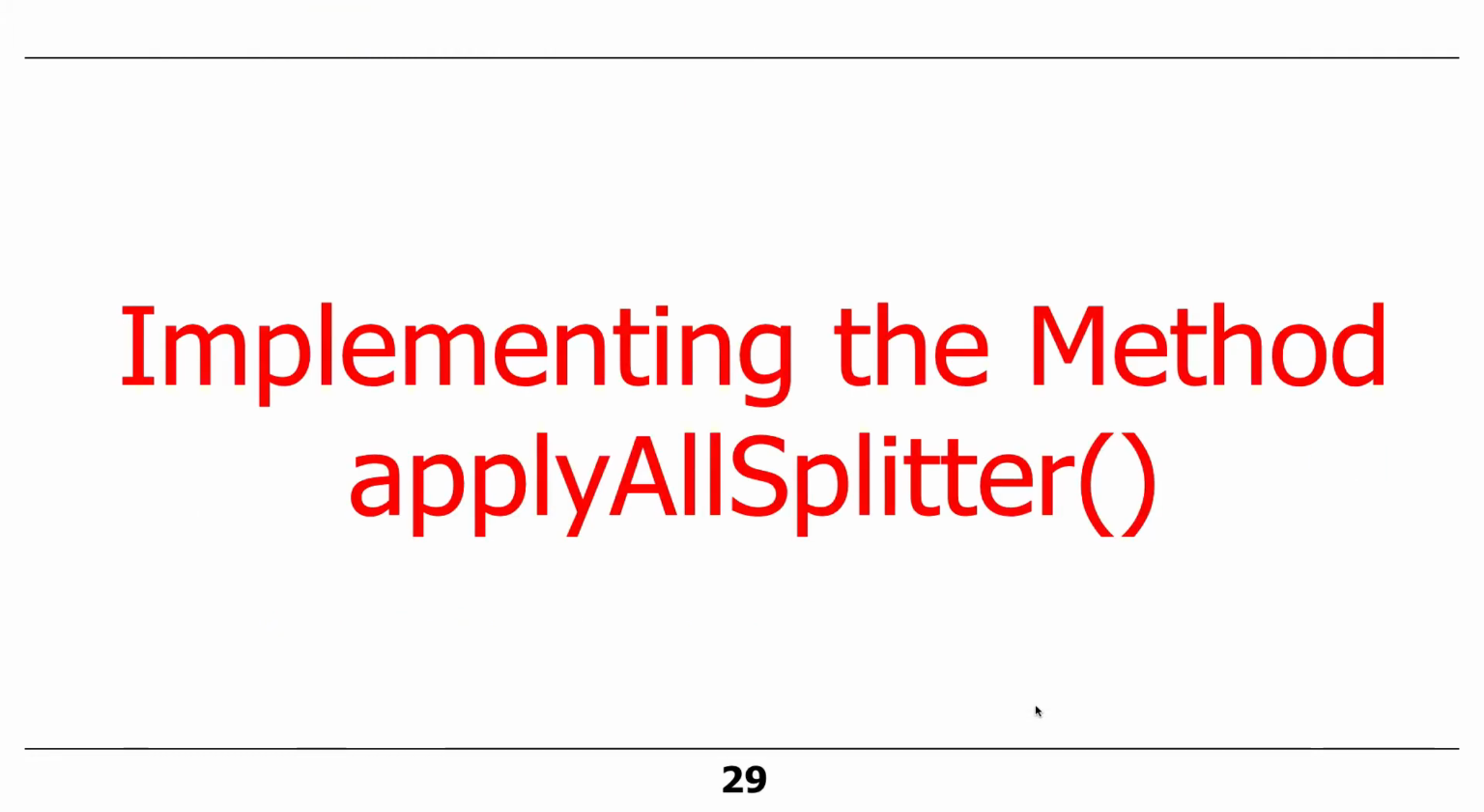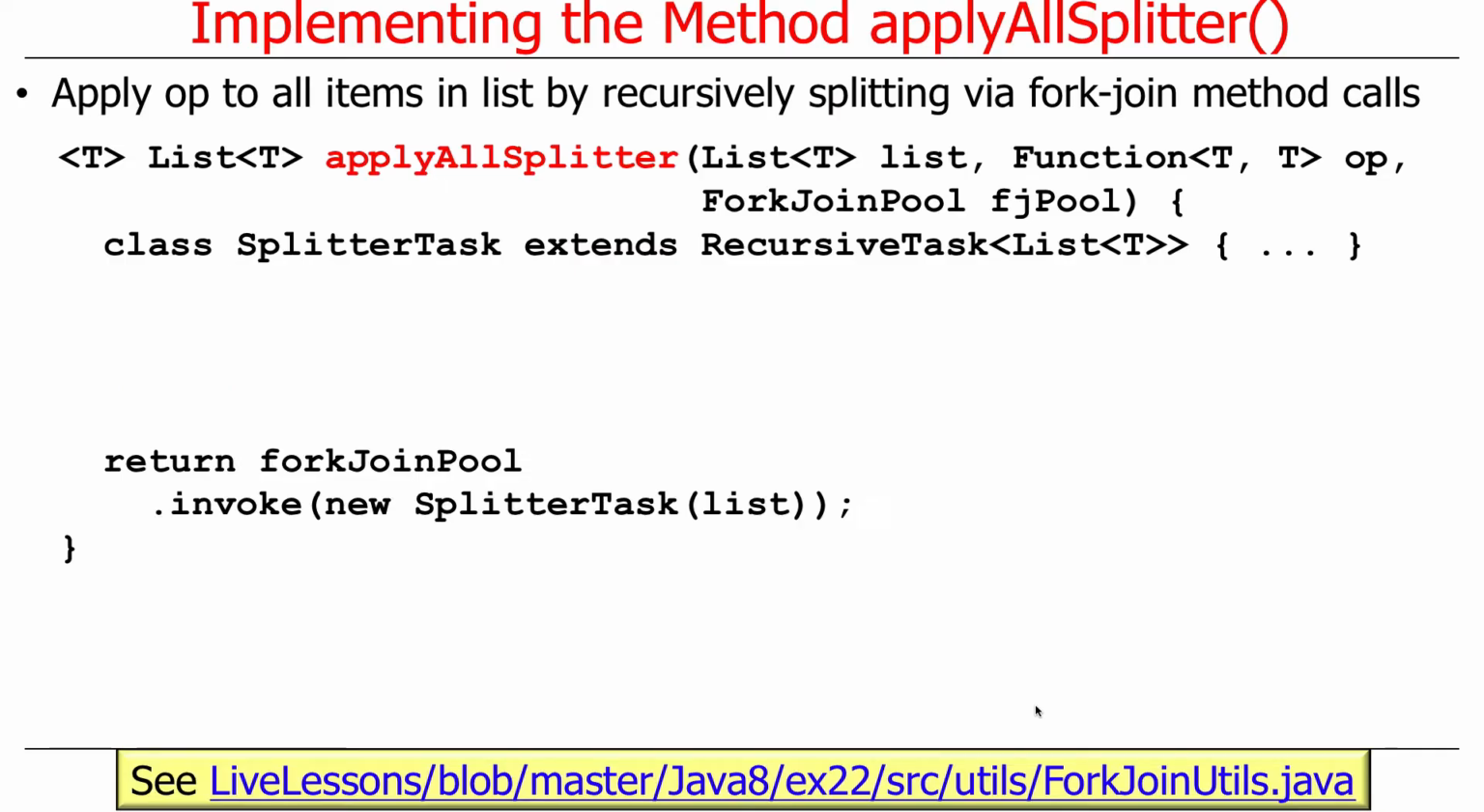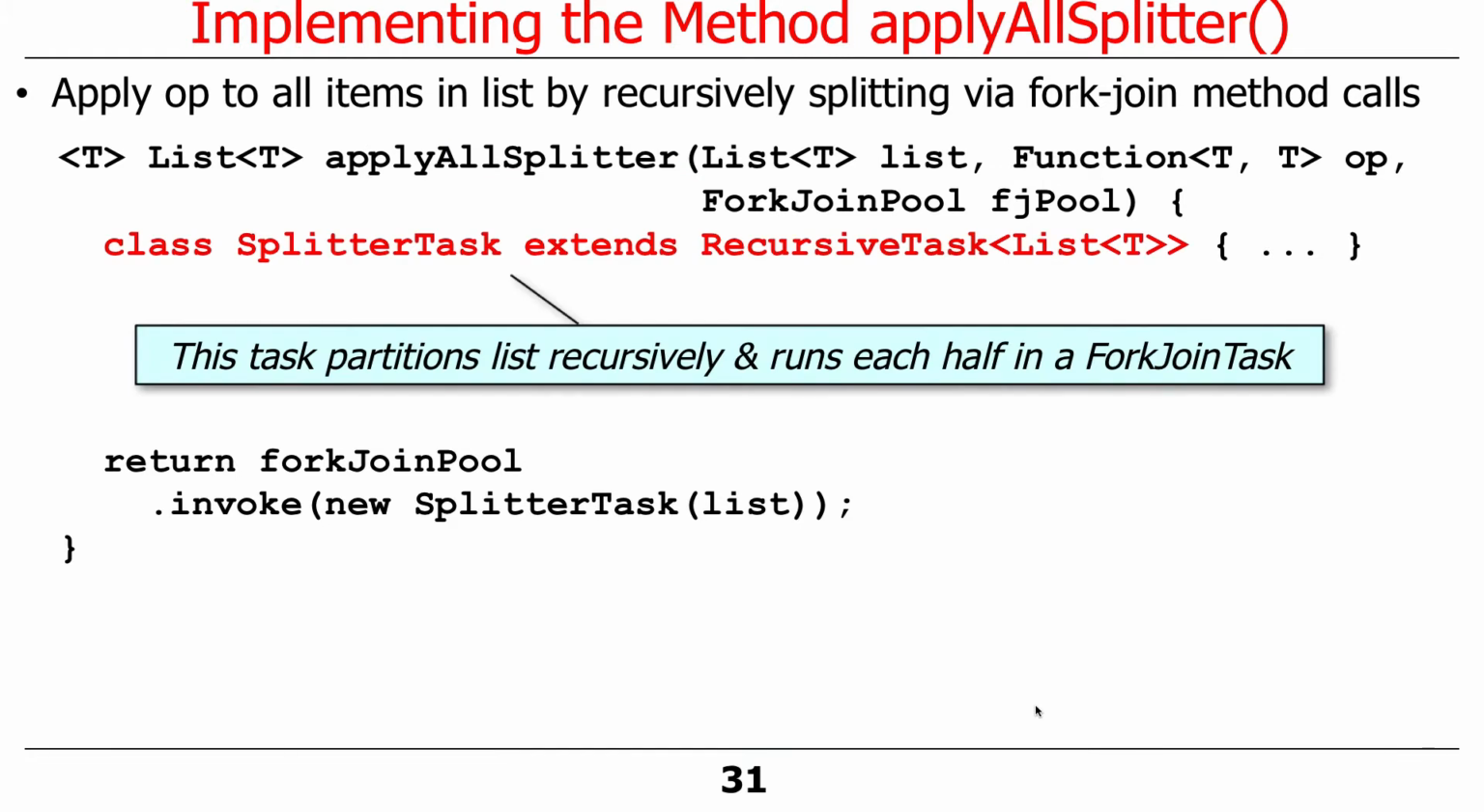All right, let's take a look at a different example. This one is called ApplyAllSplitter. This approach is going to use recursive decomposition to do the original partitioning of the problem into pieces. And if you recall, when I showed you the statistics, which I'll regurgitate at the end when we do the wrap-up, there was much less work stealing going on here. You'll see why in just a minute. What we do here is make ourselves something called a splitter task, which extends recursive tasks.